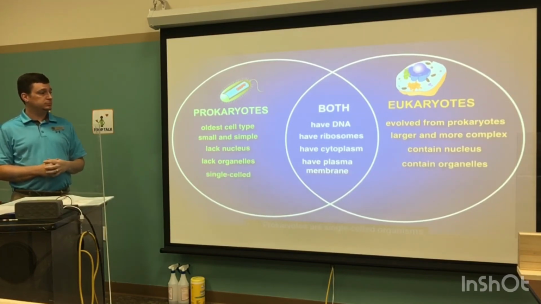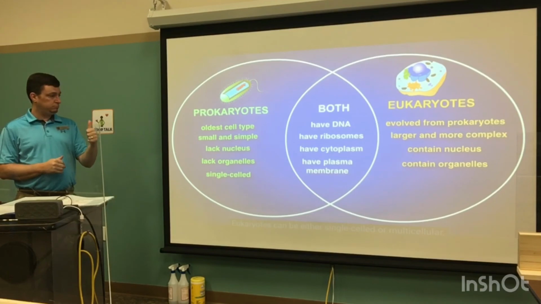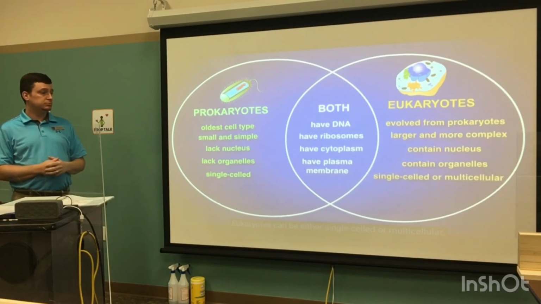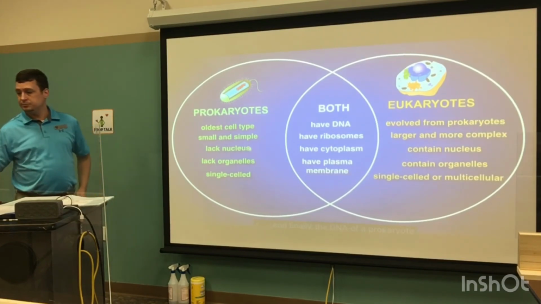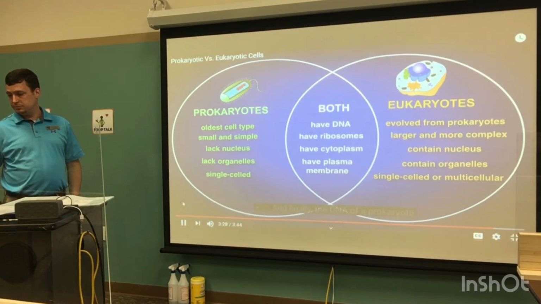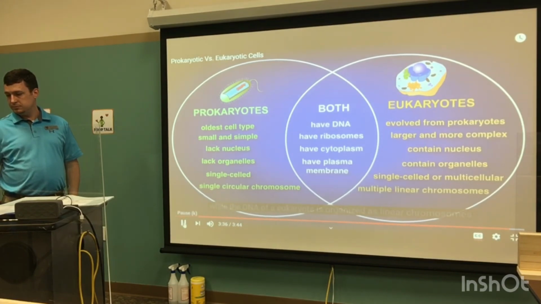Prokaryotes are single-celled organisms. Eukaryotes can be either single-celled or multicellular. Absolutely. And finally, the DNA of a prokaryote is usually organized as a single circular chromosome, while the DNA of a eukaryote is organized as linear chromosomes.